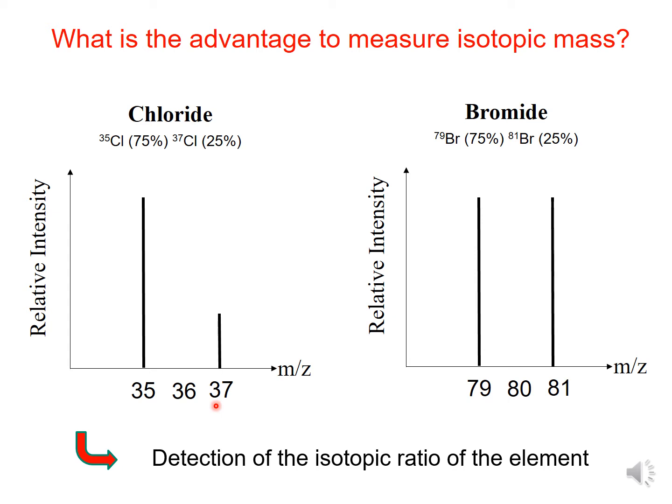So we obtain the detection of the isotopic ratio of the element. And it means that if I have a bromide in my molecules, I have always something like this for the isotopic profile.